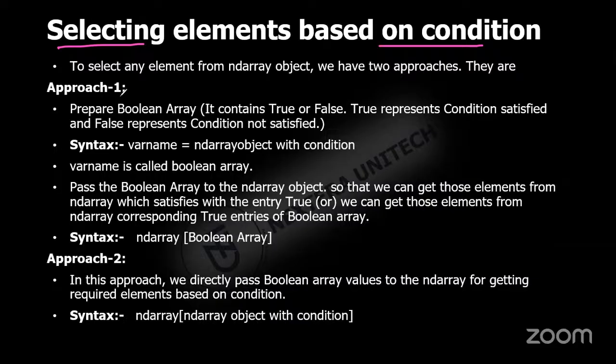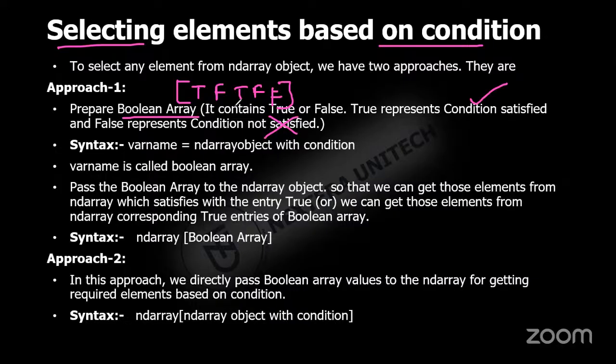The first approach says prepare a Boolean array. That means prepare an array which contains only true and false values. Is this an array? Yes. Prepare an array with Boolean values is what we have to do initially. Then, what do true and false represent? True means the condition is satisfied. What does false mean? False means the condition is not satisfied.